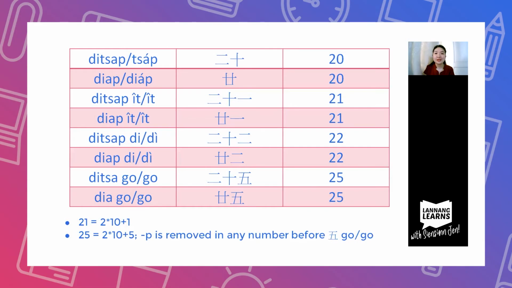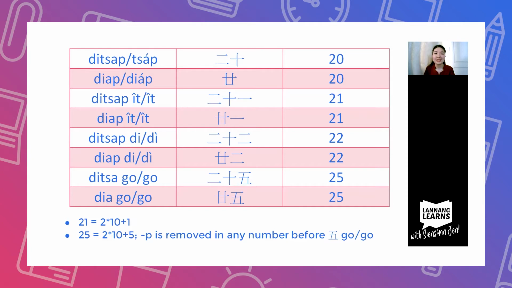Now, for 20 and above, we use the following rules. For 20, we say di zap because it means that there are 2 tens. So 2 times 10, that's di zap. And then for 21, we do 2 times 10 and then we add 1 into it. So that's di zap it. So it goes like this. Di zap it, di zap di, di zap sa, di zap si, di zap go.